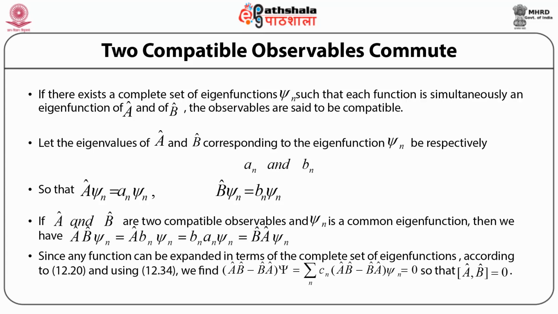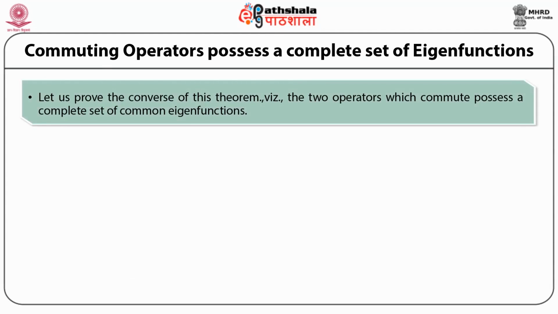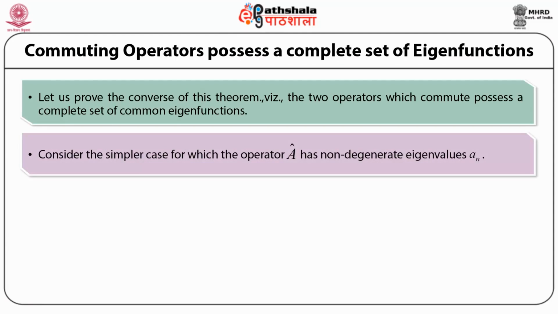Two compatible observables commute. Let us now prove the converse of this theorem, that is, two operators which commute possess a complete set of common eigenfunctions. Consider the simpler case for which the operator A has non-degenerate eigenvalues An.